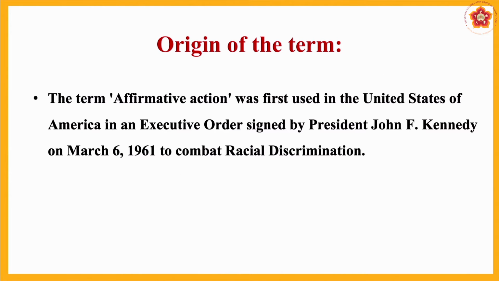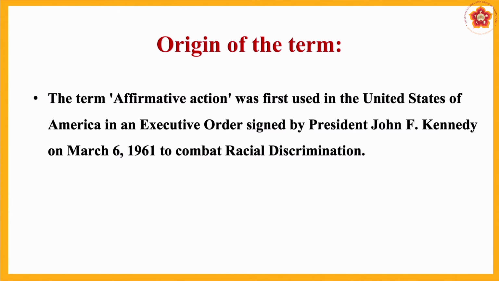So, this affirmative action, where has this term come from? This was first used in the United States of America in an executive order signed by the then President John F. Kennedy on March 6, 1961 to combat racial discrimination. So, the President of America, John F. Kennedy, in 1961, he took out this particular term and this was put to execution, that means to practice. Why? To combat racial discrimination.